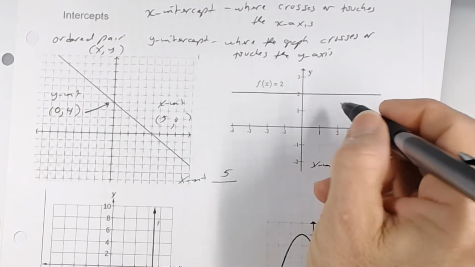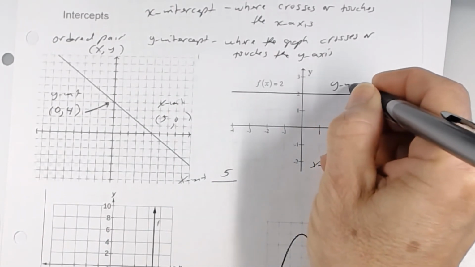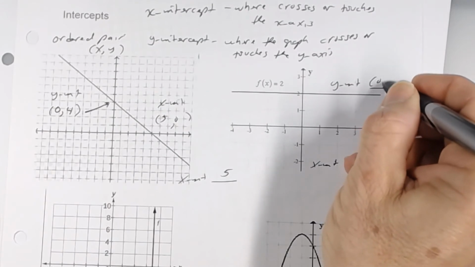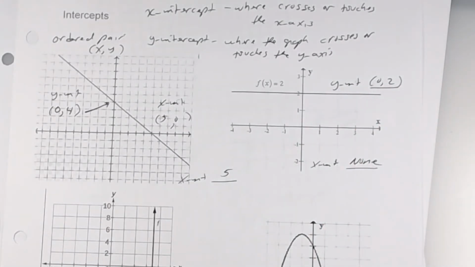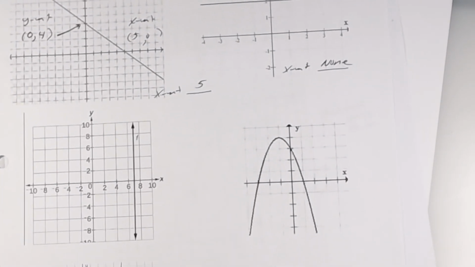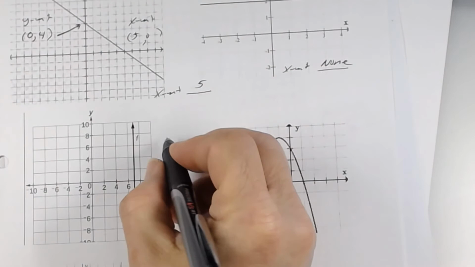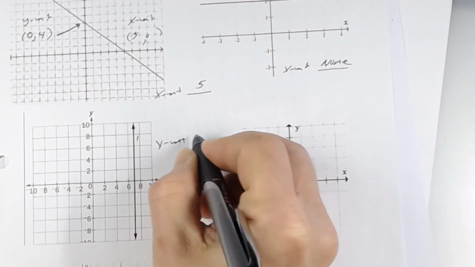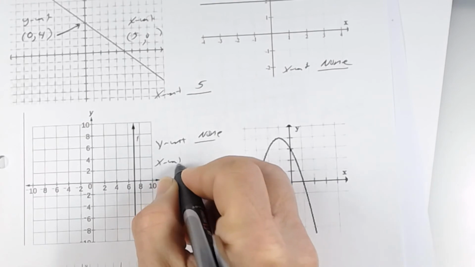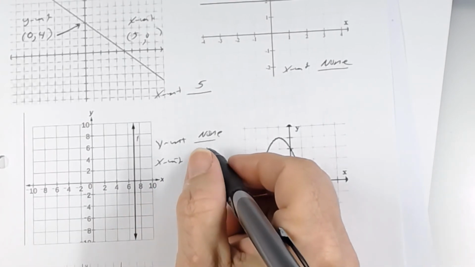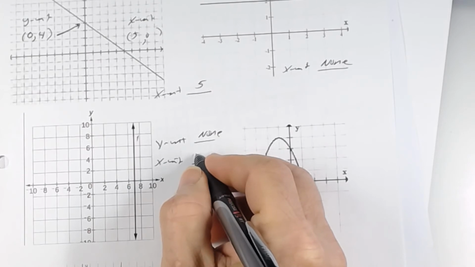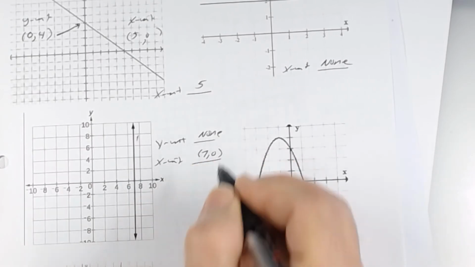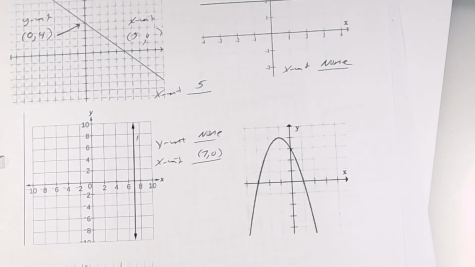But for this one, there are no x-intercepts. What is the y-intercept as an ordered pair? (0, 2). If it didn't say anything about an ordered pair, you would just say 2. Now look at the vertical line. It does not have a y-intercept, so you'd say y-intercept none. What is the x-intercept as an ordered pair? (7, 0). Y'all agree?